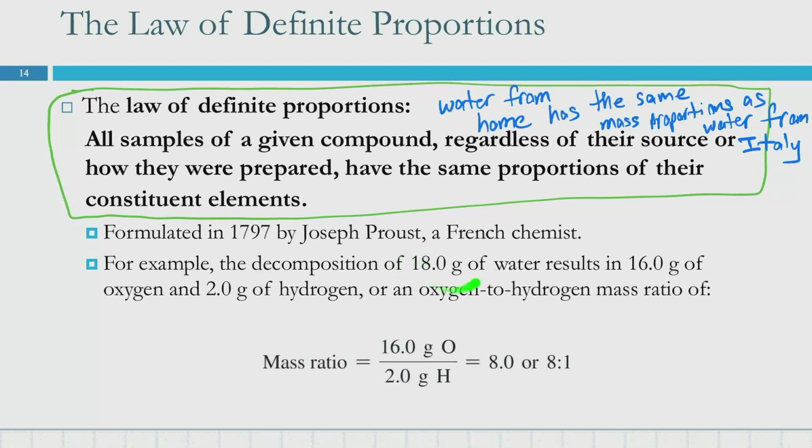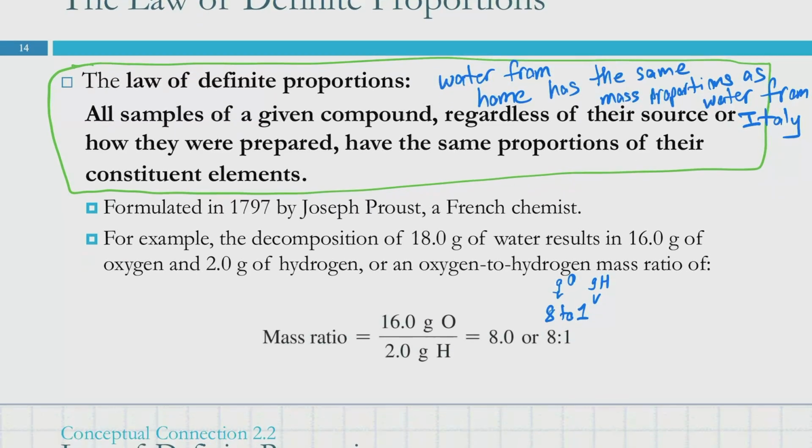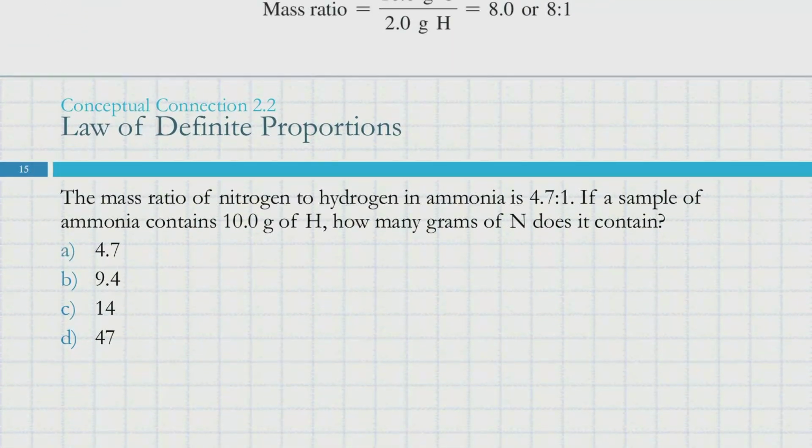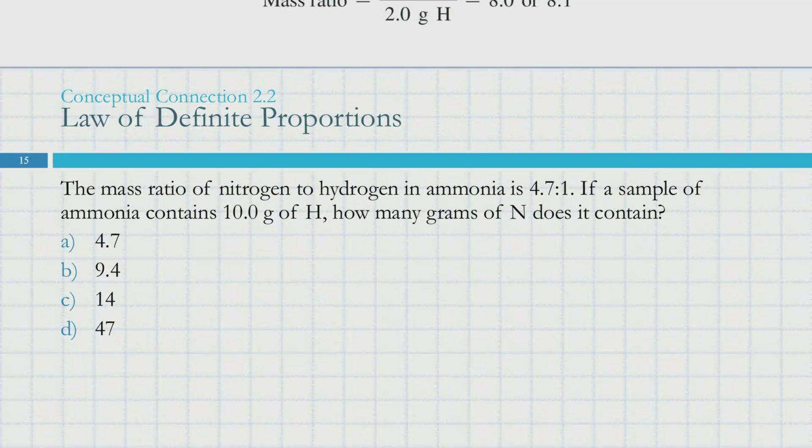So for example, the decomposition of 18 grams of water results in 16 grams of oxygen, 2 grams of hydrogen, which gives you an oxygen to hydrogen ratio of 8, or an 8-to-1 ratio. And you would expect to find the same exact mass ratio of oxygen to hydrogen for any sample of water anywhere in the world. The mass ratio of nitrogen to hydrogen in ammonia is 4.7 to 1.